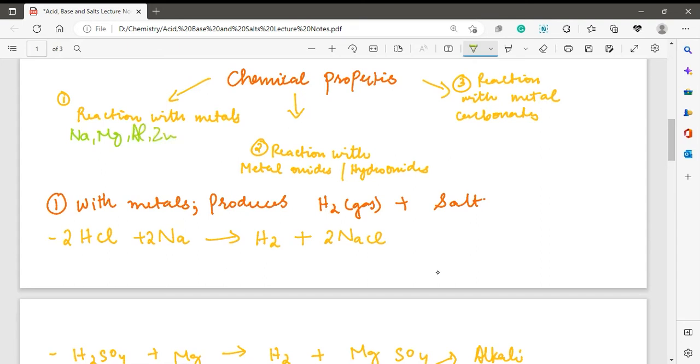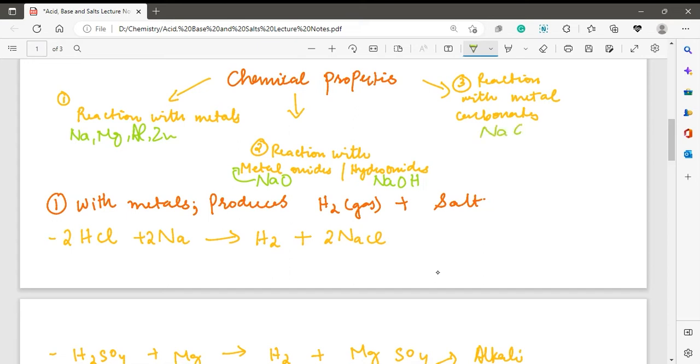The second reaction is the reaction with the metal oxide and metal hydroxide. So it's important to understand the difference between the metal oxide and the metal hydroxide. A metal attached with oxygen is known as a metal oxide, and a metal species which is attached with the OH negative ion is known as a metal hydroxide. And the third reaction is the reaction with the carbonates, with the metal carbonates.